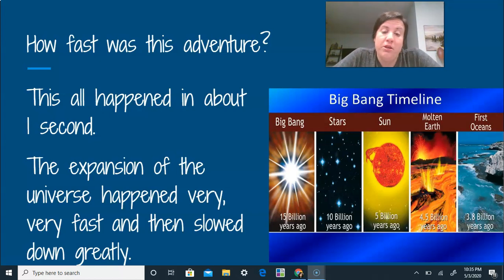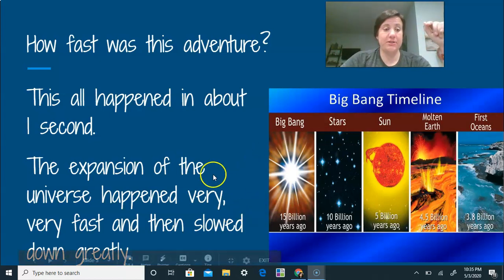About 15 billion years ago, you can see that you had this expansion. Then about 10 billion years ago, the first stars are forming. About 5 billion years ago, there enters our sun, and then about 4.5 billion years ago, Earth, and then about 3.8 billion years ago, that's when our oceans first formed. So we are still expanding today.